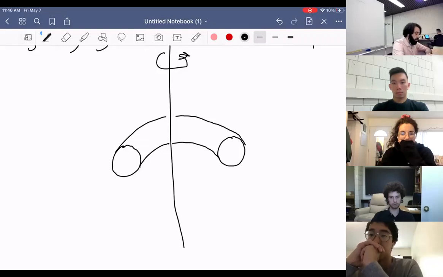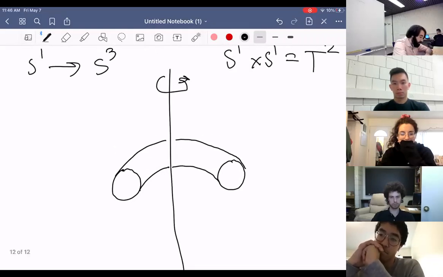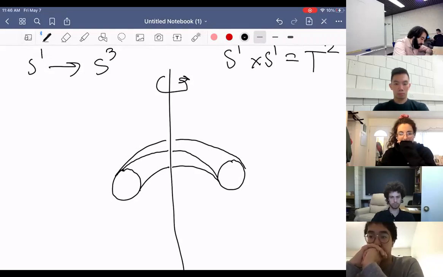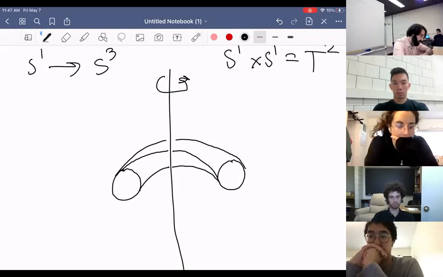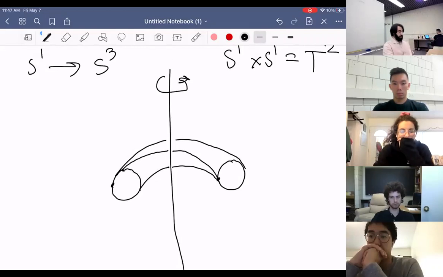Now, the orbits of the Hopf action look like curves on this torus. I'm obviously cutting the torus in half just so that we can see it a little bit better. It would be a full torus. So they look like curves like this, going from the outside edge here to the inside edge.